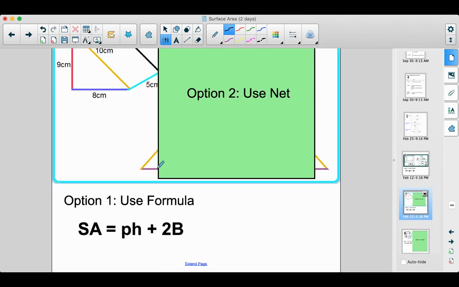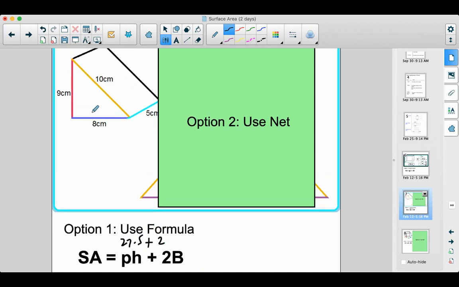Okay, so I would do 27 times 5. Then I'd add twice the area of the base. Okay, so for the base, remember I would do, for this triangle, base times height divided by 2. So 8 times 9 is 72, divided by 2 is 36. So I would do 2 times 36 and see what I get.